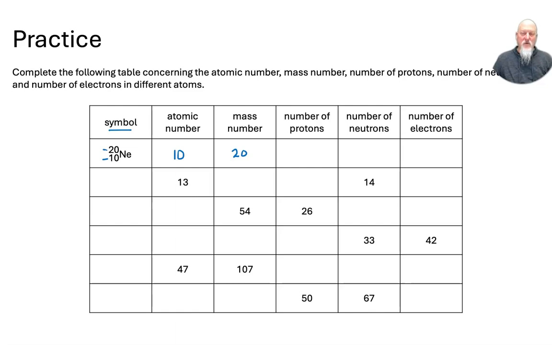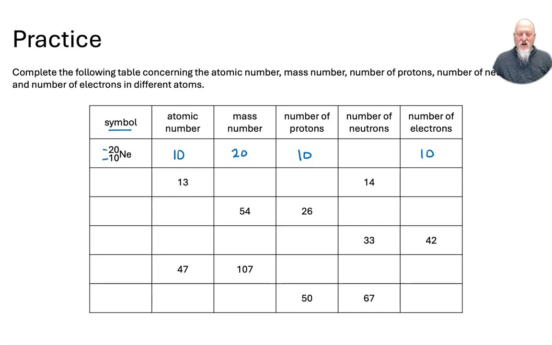Remember, the atomic number tells us the number of protons. And since we're doing atoms, the number of protons and the number of electrons have to be equal to each other because it has to be neutral. So the number of electrons also has to be 10.